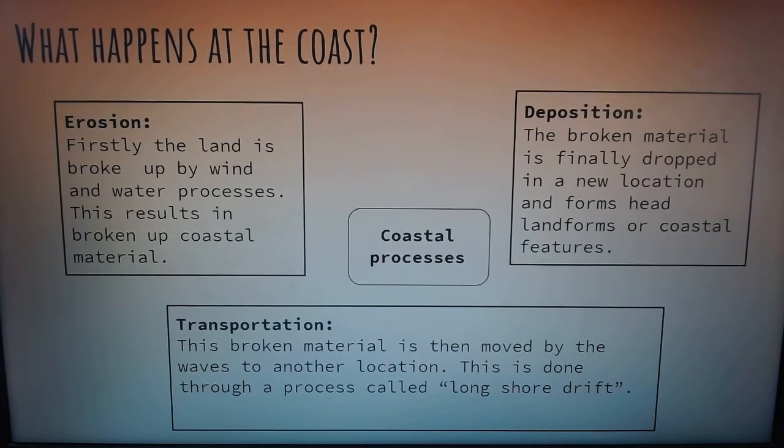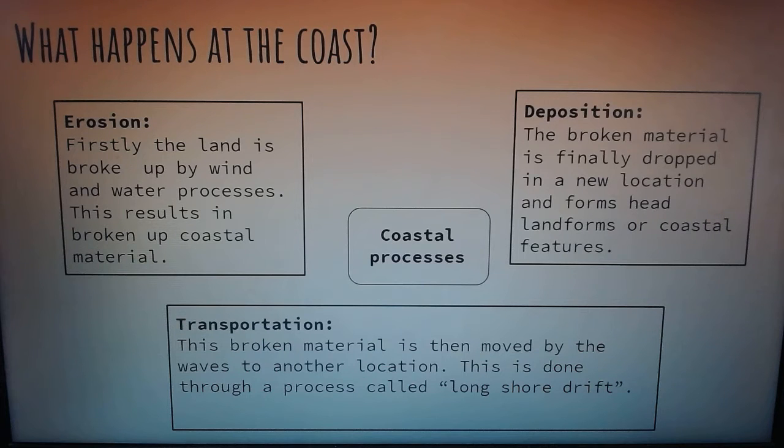The broken material is finally dropped in a new location and forms new landforms or coastal features. I don't know why the word head is there. All right, so it breaks up the land, the material is transported and is dropped somewhere else to form new features. Okay, and that's why there's so many different features found along our coast, because we've got constant erosion and deposition. So what I want to do is pause that and just make a little note of this diagram. Okay, so add that to your notes, please.